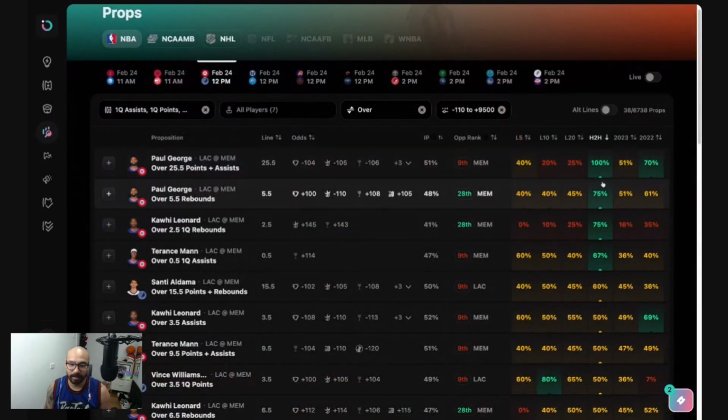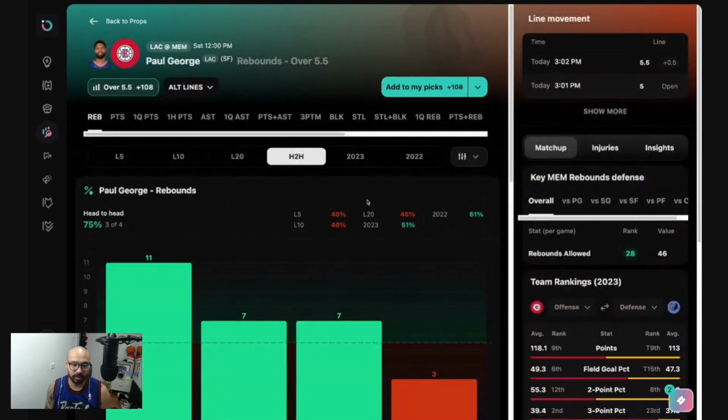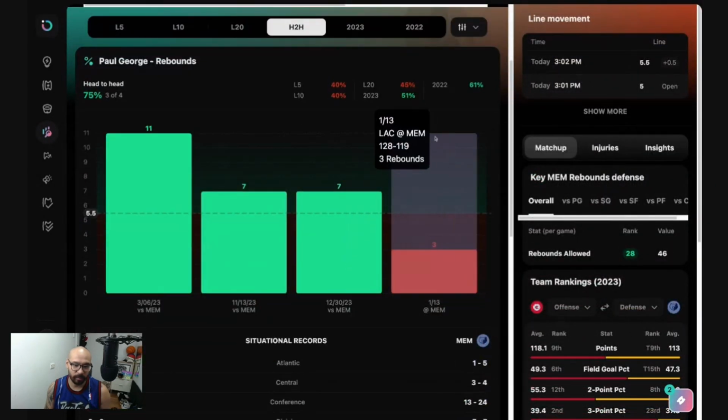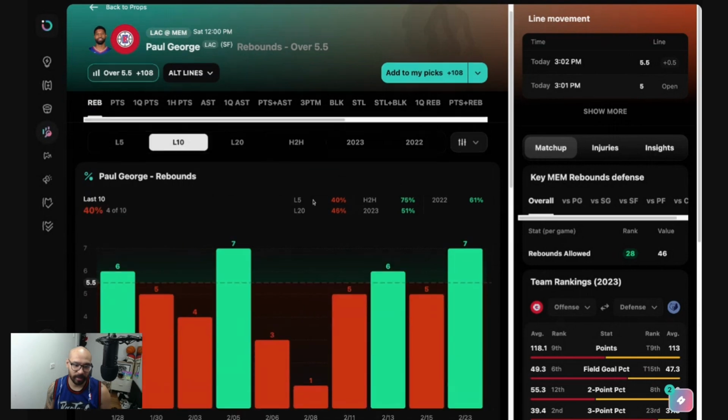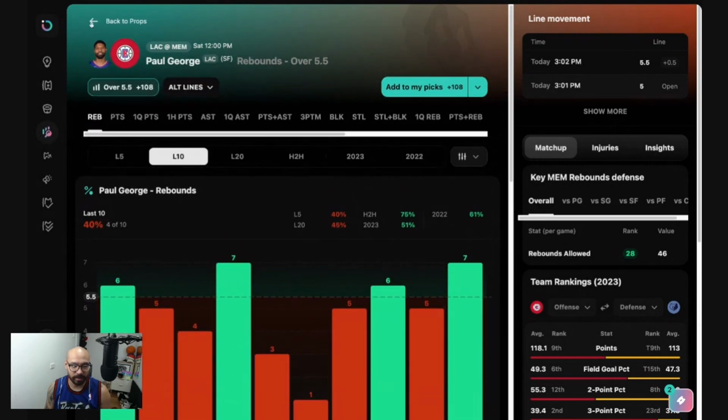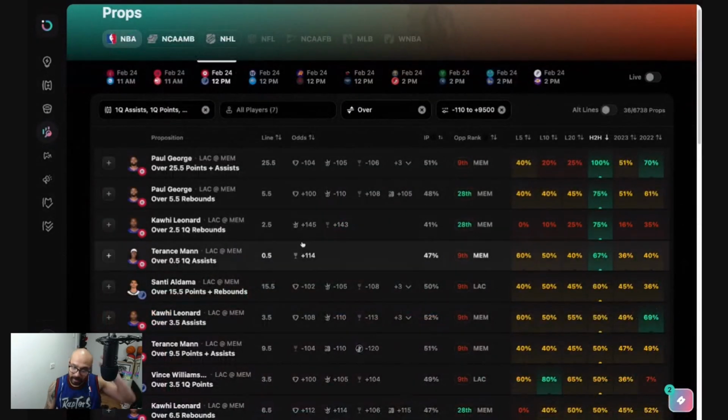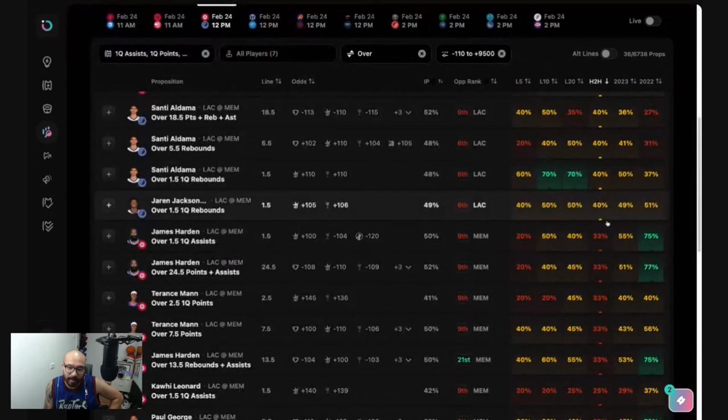In other head-to-head news, PG, even his rebounds. He rebounds well against the Grizzlies too. 3 out of his last 4. Most recently, only 3. But looking at his last 10, that's quite inconsistent. Wouldn't encourage anyone to bet on that. And these other ones, I'm not a fan of breaking down either.